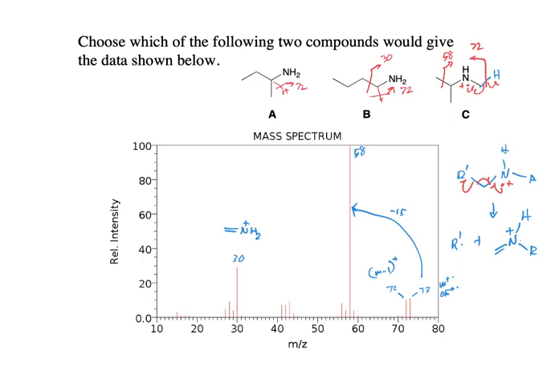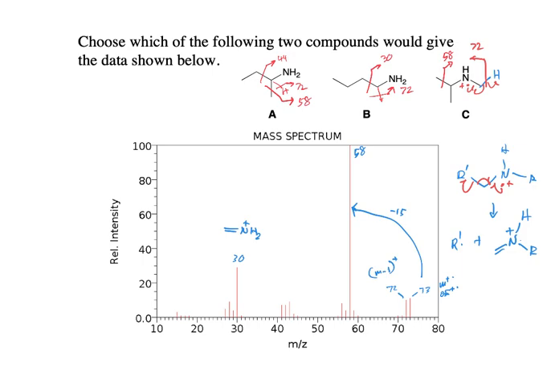Losing ethyl. That would be minus 29. So what would that give us? Probably something down in there, 44. Let you guys do the math. Anything else? You could also lose a methyl, and that would be 58.